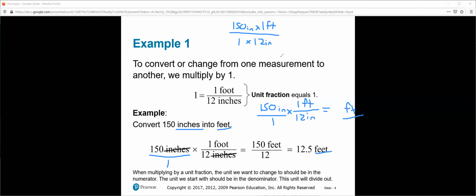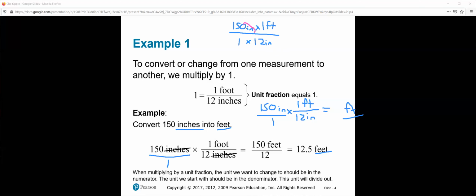Now we look at this overall fraction, this equation fraction conglomerate we have here. We can say, okay, do I have anything I can easily cancel? Well, in this case, I do, right? I have inches.